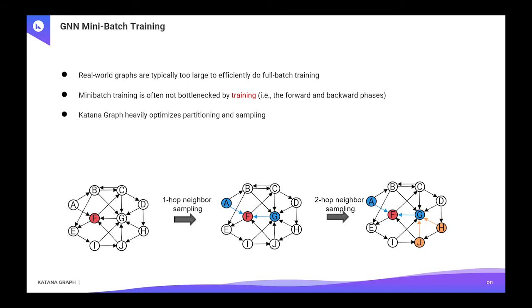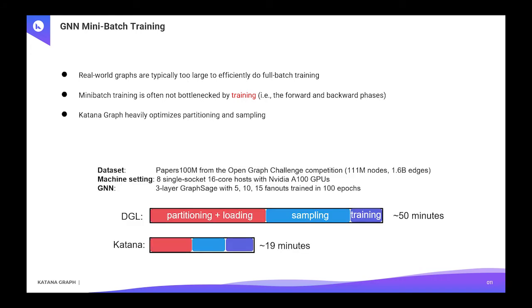We found that mini-batch training is often not bottlenecked by the forward and backward passes. Partitioning and sampling can incur much more overhead than training itself. For example, we used DistDGL, a very popular system for large-scale GNN training, to train a 3-layer GraphSAGE model on the largest graph from the Open Graph Benchmark competition using a cluster of 8 machines.